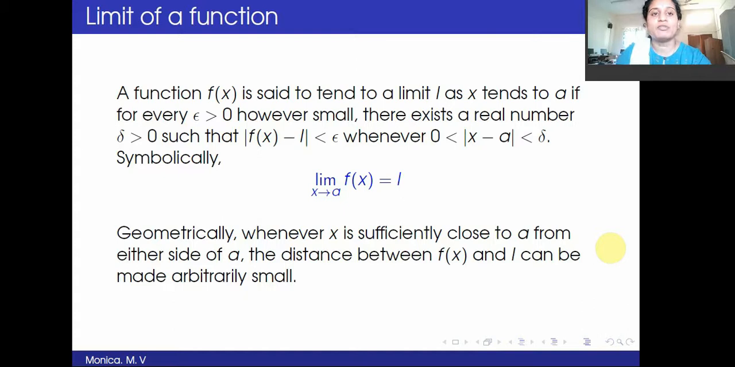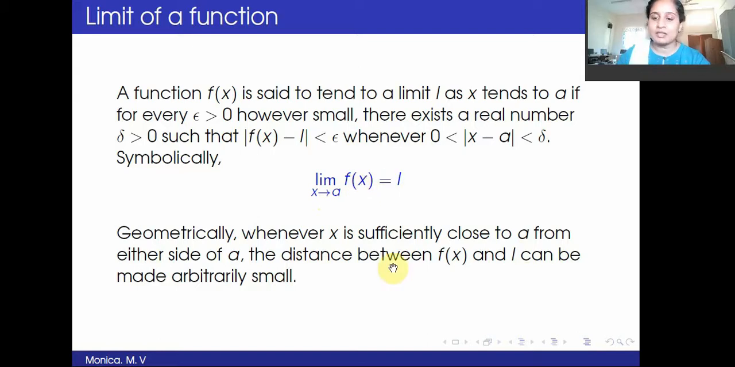The notation for the limit of a function is this: limit x tending to a f of x is equal to L. As x goes to a, the value of the function goes to L. We'll see this geometrically. Geometrically, whenever x is sufficiently close to a from either side of a, the distance between f of x and L can be made arbitrarily small. x is going to a and f of x is going to L.